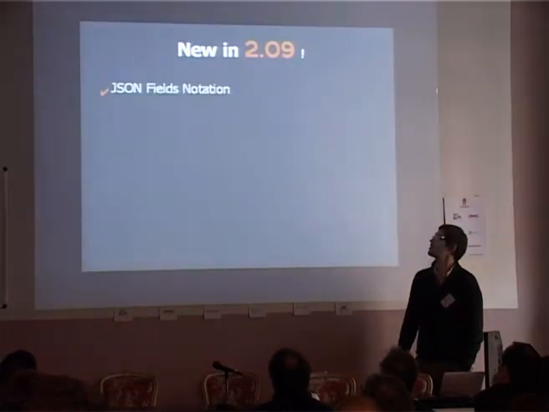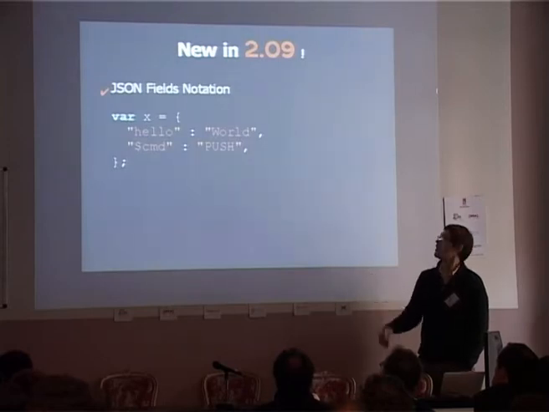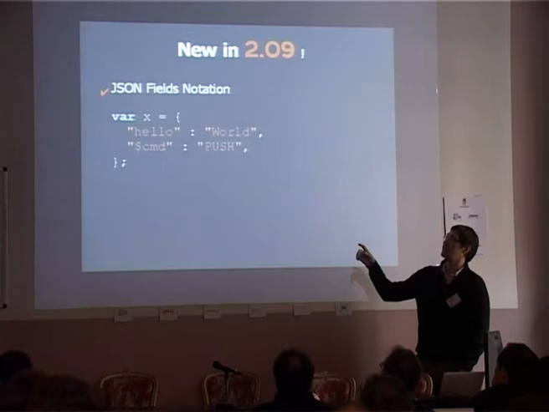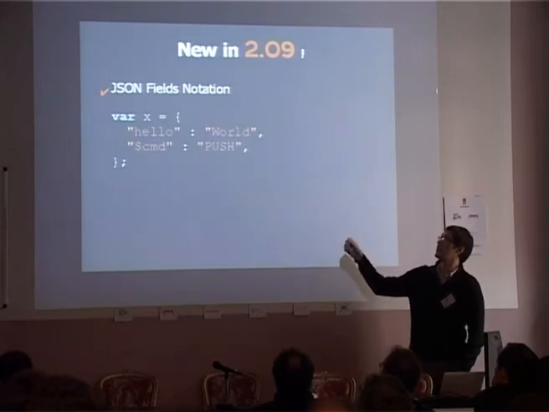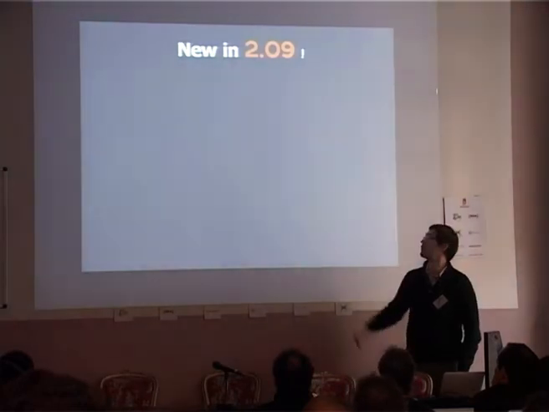Another thing we have is JSON field notation. So you can write this now in 2.09. It enables you to copy and paste JSON directly in Haxe and it compiles. And you can also use field identifiers that were not possible before.